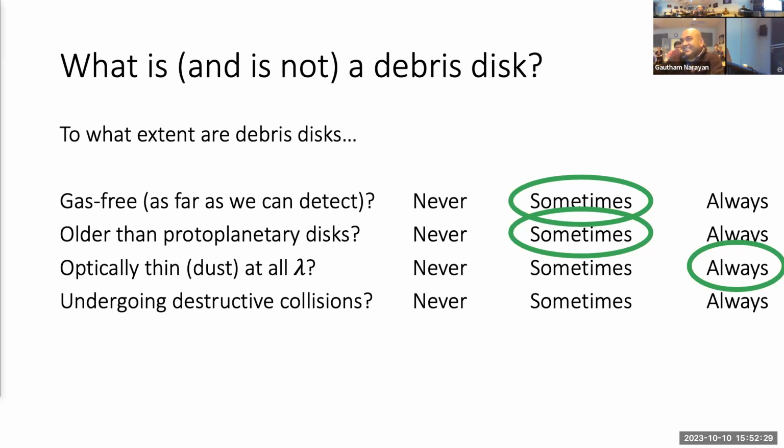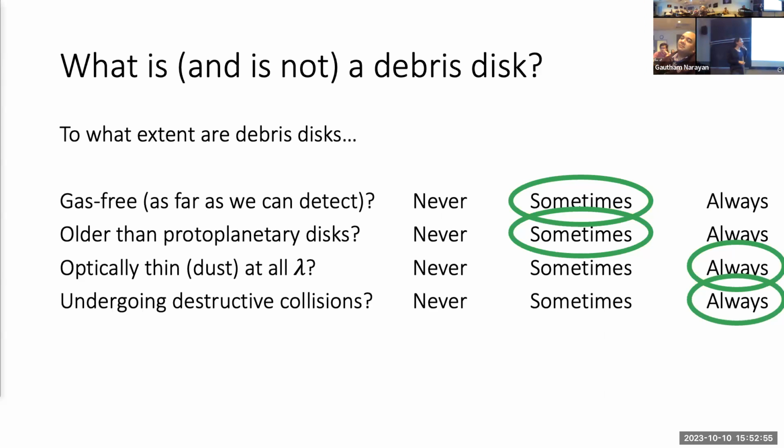To what extent are debris disks undergoing destructive collisions? How many people think never? Sometimes. Always. Okay, so we think this is always true. This is the other hallmark of debris disks: when you calculate the lifetime of a dust grain in orbit around a star in a debris disk, it's actually shorter than the age of the star. So that means it can't have been there since the birth of the star. It has to have been generated by some kind of destructive process.